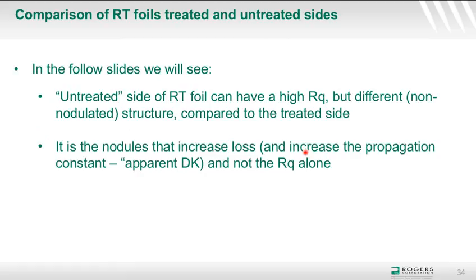So now we're comparing the reverse treat foils, treated and untreated sides. One of the nice things about working in microstrip is you can isolate the effect of which side of the copper you're looking at, as long as you can get good enough adhesion to be able to make a measurement. So in the following slides, what we'll see is that the untreated side of reverse treated foil can have a high RMS roughness value, but with a different non-nodulated structure compared to the treated side, and we'll see that it's the nodules that increase loss and affect the propagation constant, not the RQ alone.